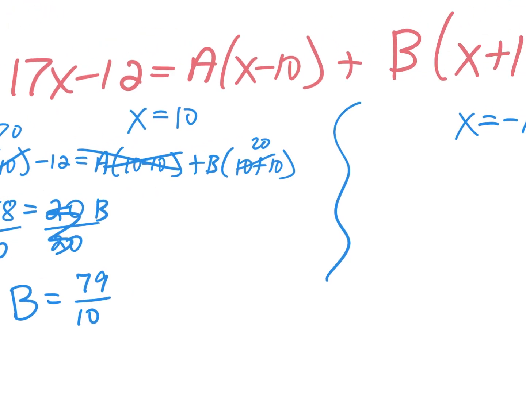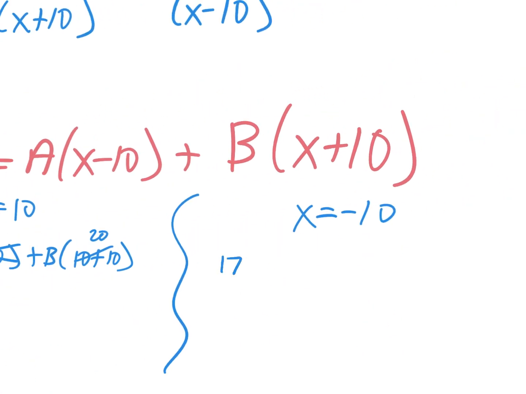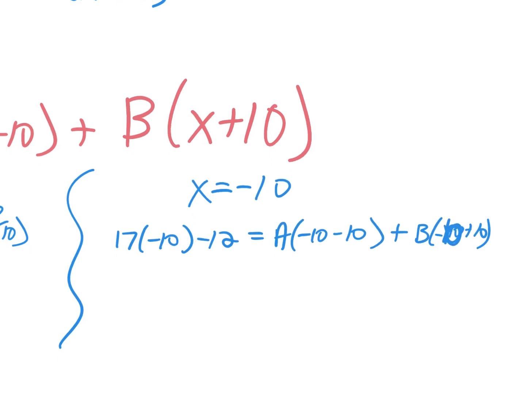So we're going to do the same thing over here, but we're going to plug in negative 10. So I have 17 times negative 10 minus 12 equals A times negative 10 minus 10 plus B times negative 10 plus 10. So 17 times negative 10 is negative 170 minus 12 is negative 182, right? Equals negative 10 and negative 10 is negative 20. So negative 20A.